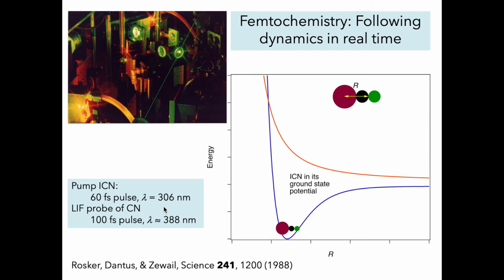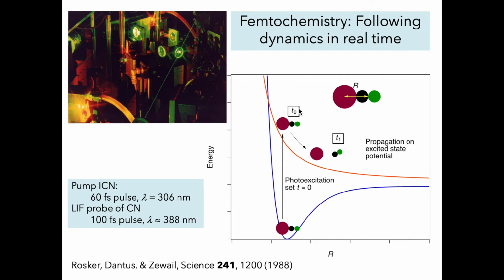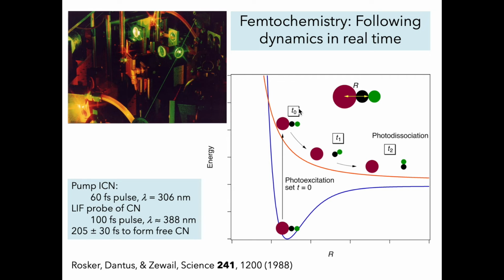In this case, 306 nanometer light was used to excite the molecule from its ground state to a repulsive excited state. And that sets the initial time T0. Then the system is going to propagate on the upper state potential, the excited state potential, until free product, CN in this case, is formed. And what Zewail's group was able to show was that it took about 205 femtoseconds for the appearance of free CN after the initial photoexcitation.